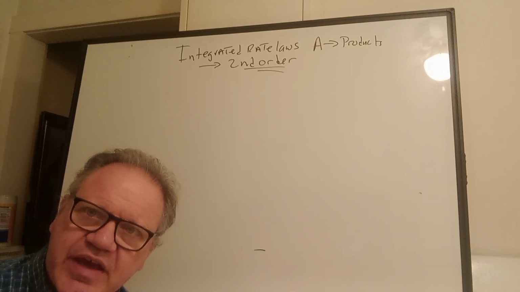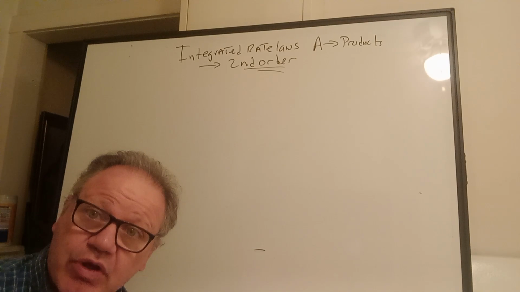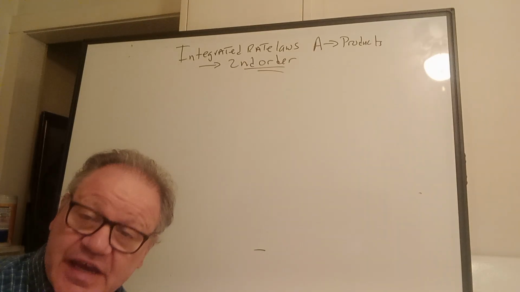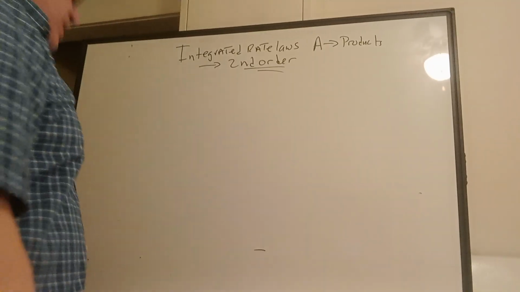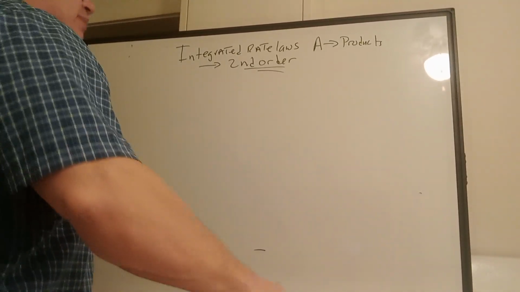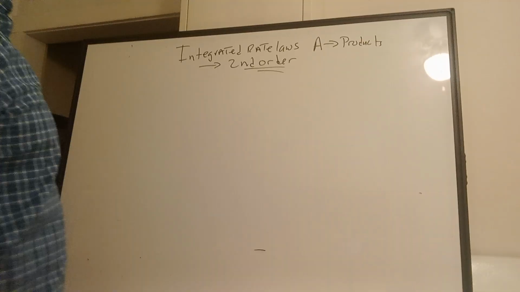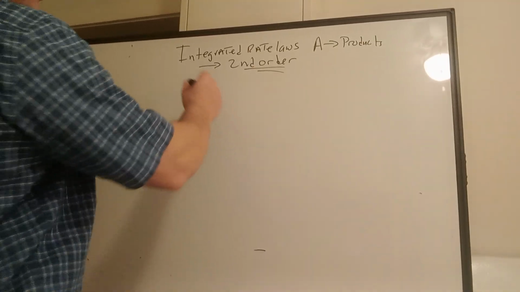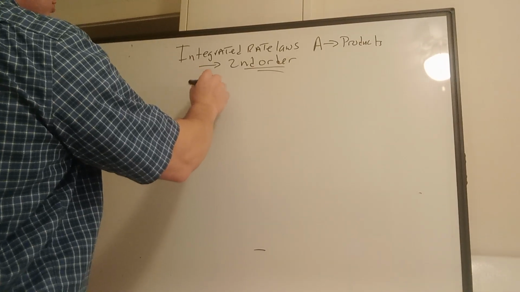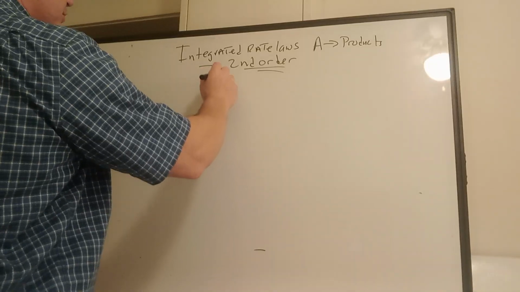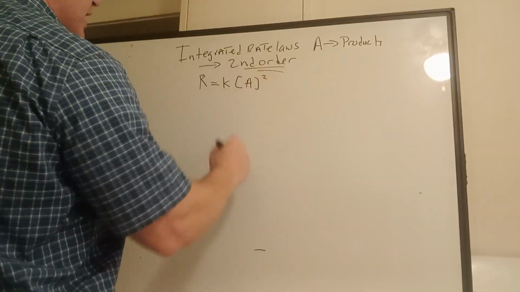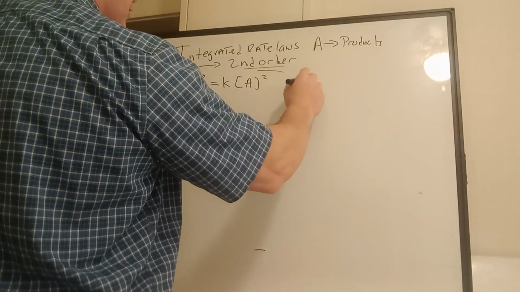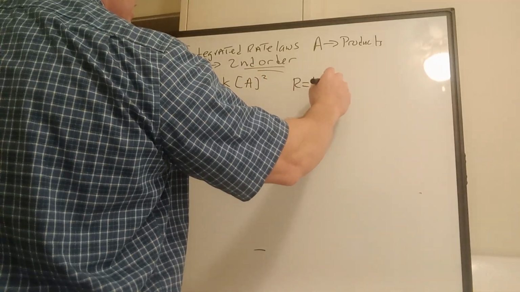Hello everybody, I'm back again to talk about more integrated rate laws. This time we're going to do second order integrated rate laws. We're dealing with the case again of the chemical species A going to products where it's second order, in the form of rate equals k, I'm using k for rate constant, times A squared.